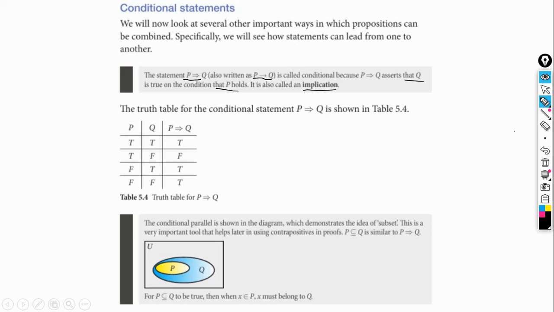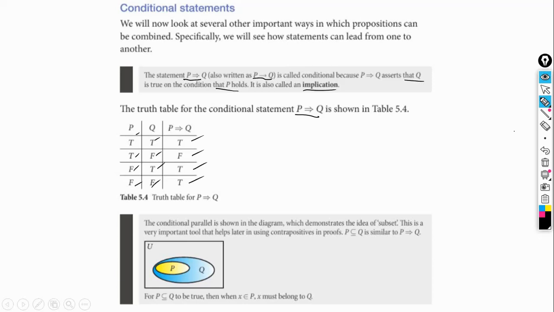This is the truth table for the conditional statement, if P then Q. So notice that if both P and Q are true, if P then Q is true. If P is true but Q is false, then if P then Q is false. If P is false but Q is true, then if P then Q is true. If both statements are false, then if P then Q is true.